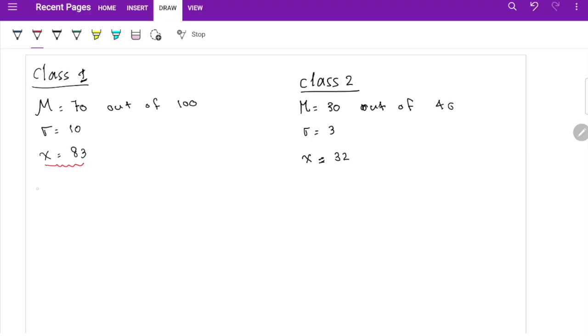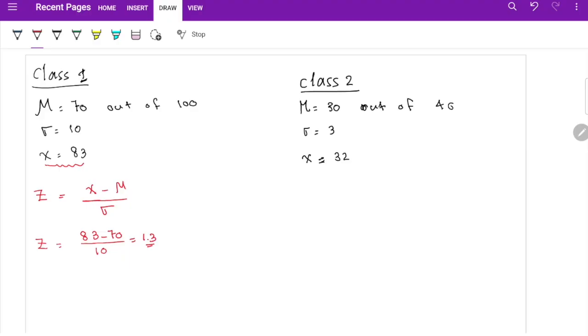So the standardized value, we call it the z-value. How do we calculate the z-value? The z-value is just your value x, subtract your x by the mu, so x minus mu divided by the standard deviation. So in your case, your z-value, your standardized value, is 83 minus 70 divided by 10, which is 1.3.